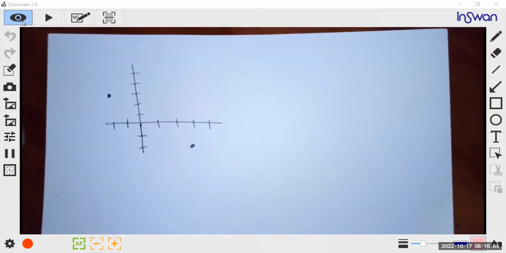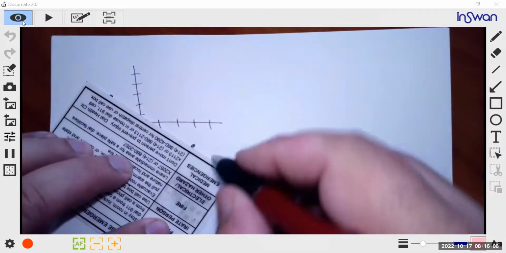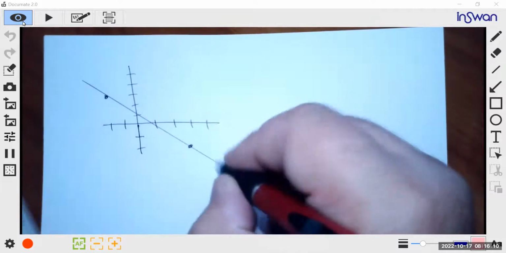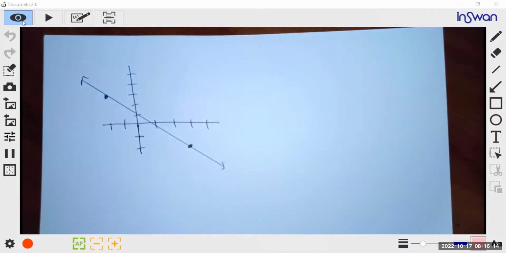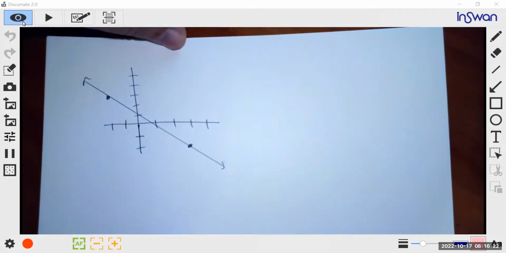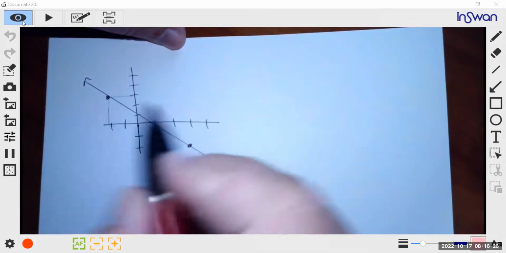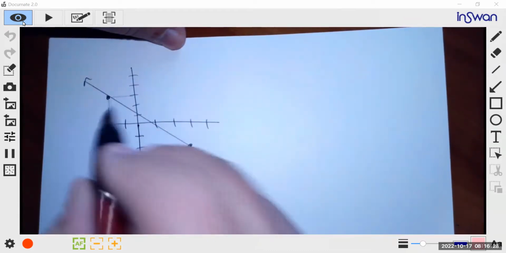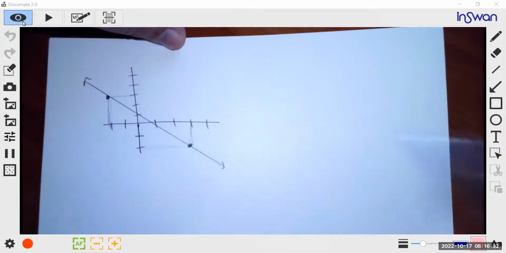Tell me the slope of this line. And try to make it as close to those points as I can. It's not a trick question.